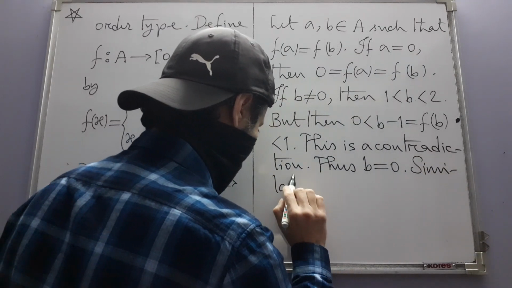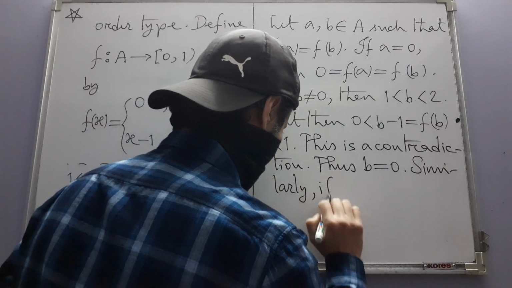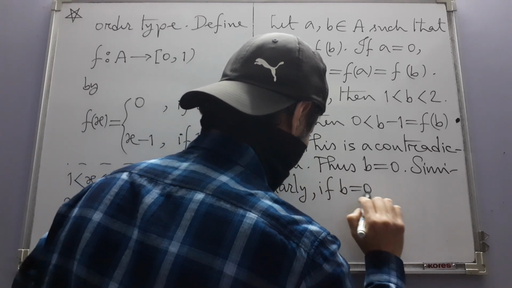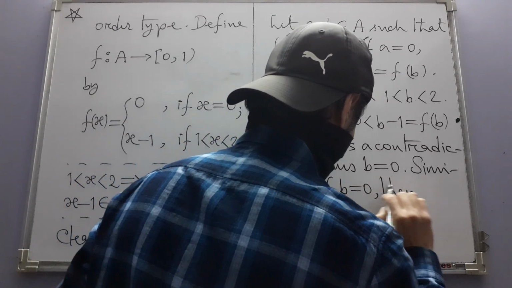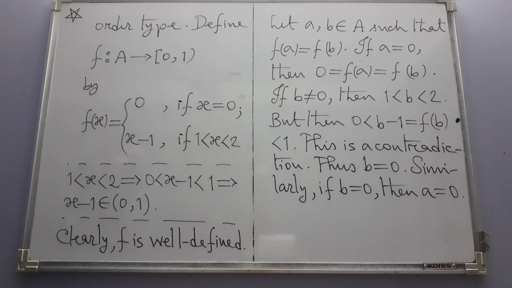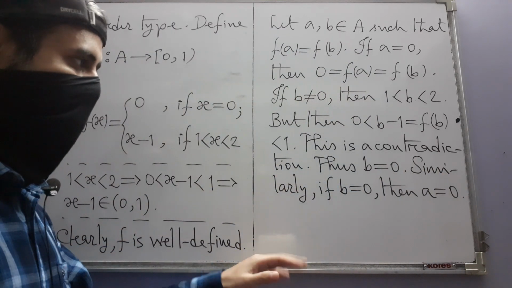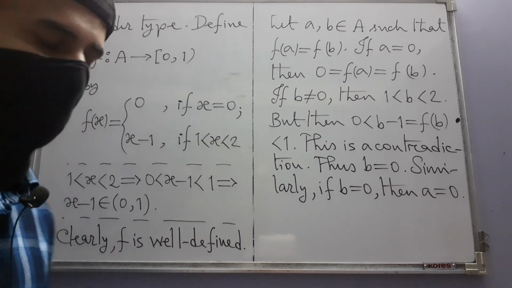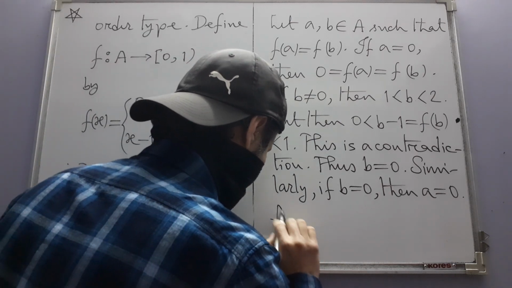Similarly, if B is 0, then A must also be 0. So in the case where at least one of them is 0, the other one is also 0, and so they are equal.